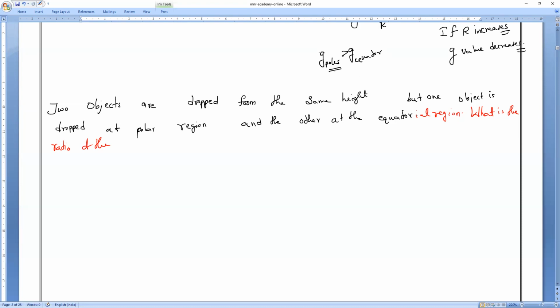So gravity increases, and time period is decreasing. Both are inversely proportional. Am I right or wrong? Yes, please respond, guys. So what will happen? Where will it land faster, at the poles or at the equator? Yes, at the poles it reaches faster.